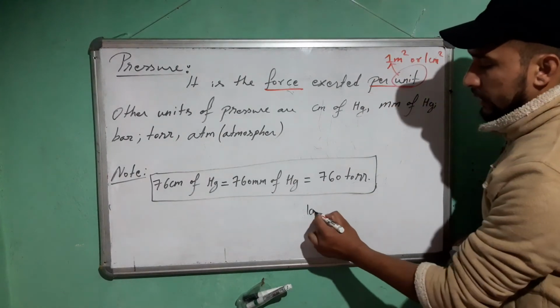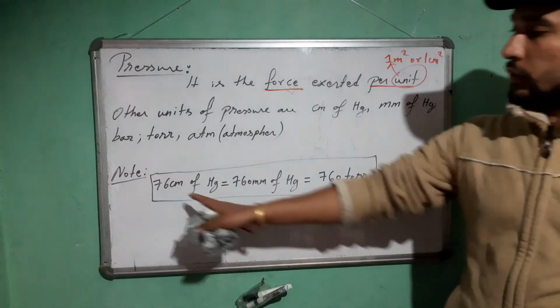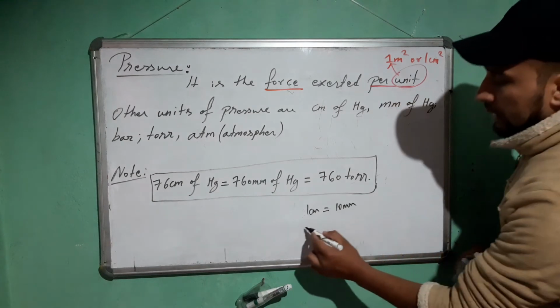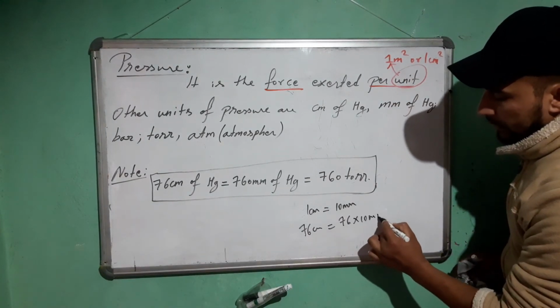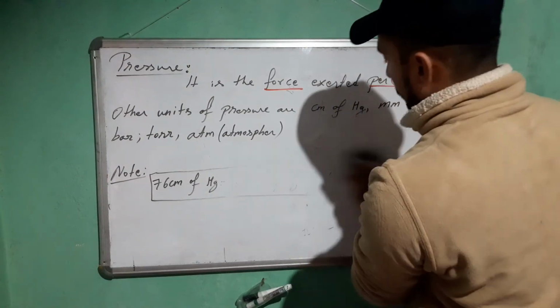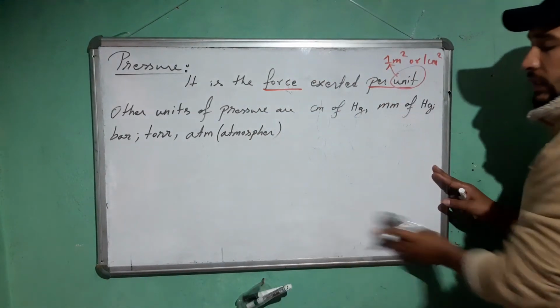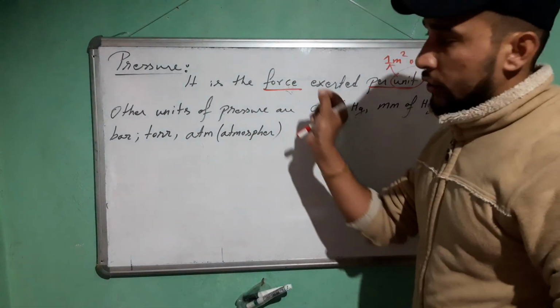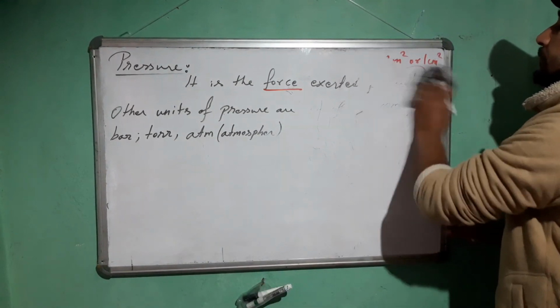See, 1 centimeter is equal to 10 mm. So 76 centimeter will be equal to 76 into 10 mm, so 760 mm. So pressure also we have discussed. You should know pressure is the force exerted per unit area. In 1 meter square area, how much force is exerted, that is called pressure.